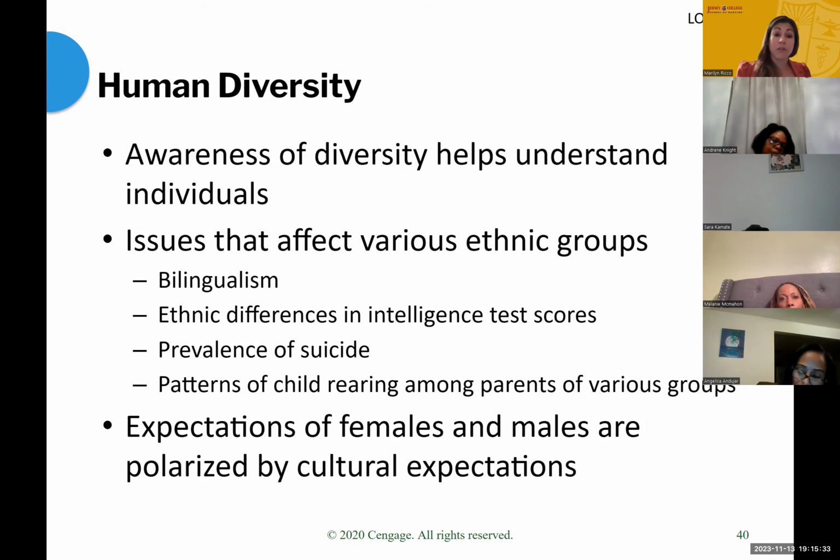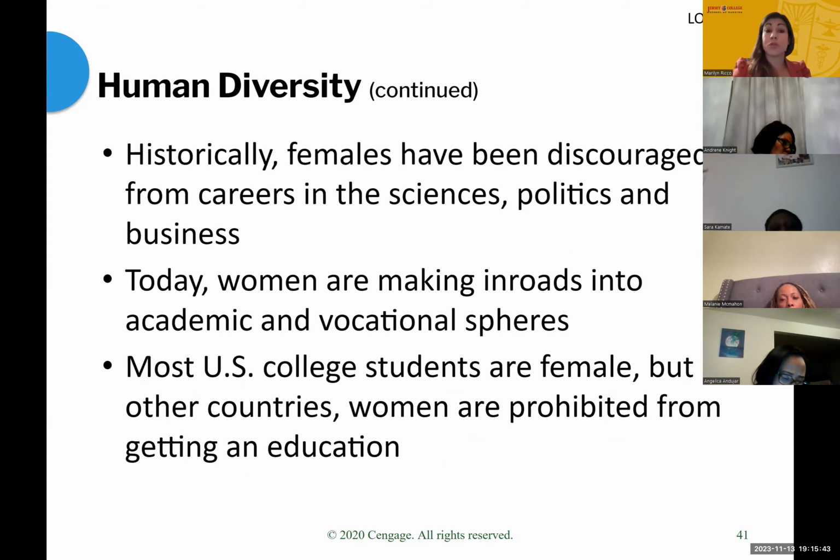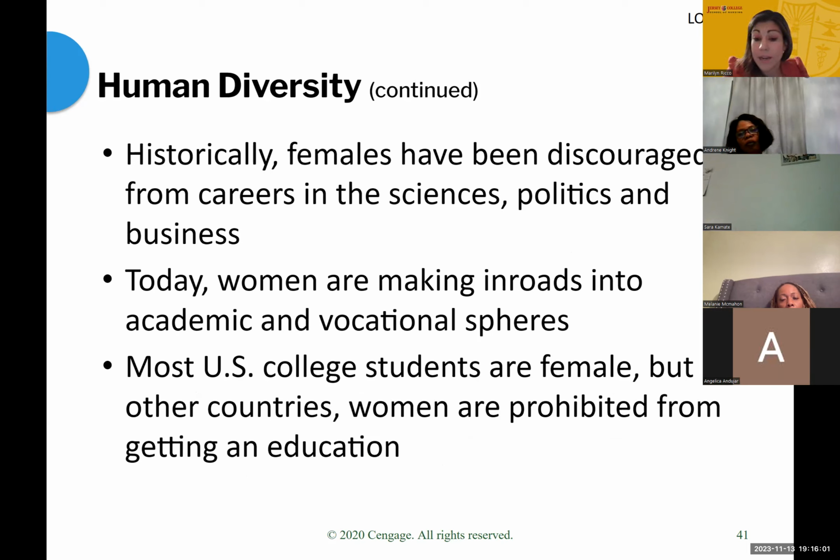There are still a lot of cultures that are here today or in other countries that still have a certain form of thinking and beliefs and follow that strictly, right? So historically, females have been discouraged from careers in science, politics, and business. Today, women are making inroads into academic and vocational spheres. Most U.S. college students are female, but in other countries, women are prohibited from getting an education, right?